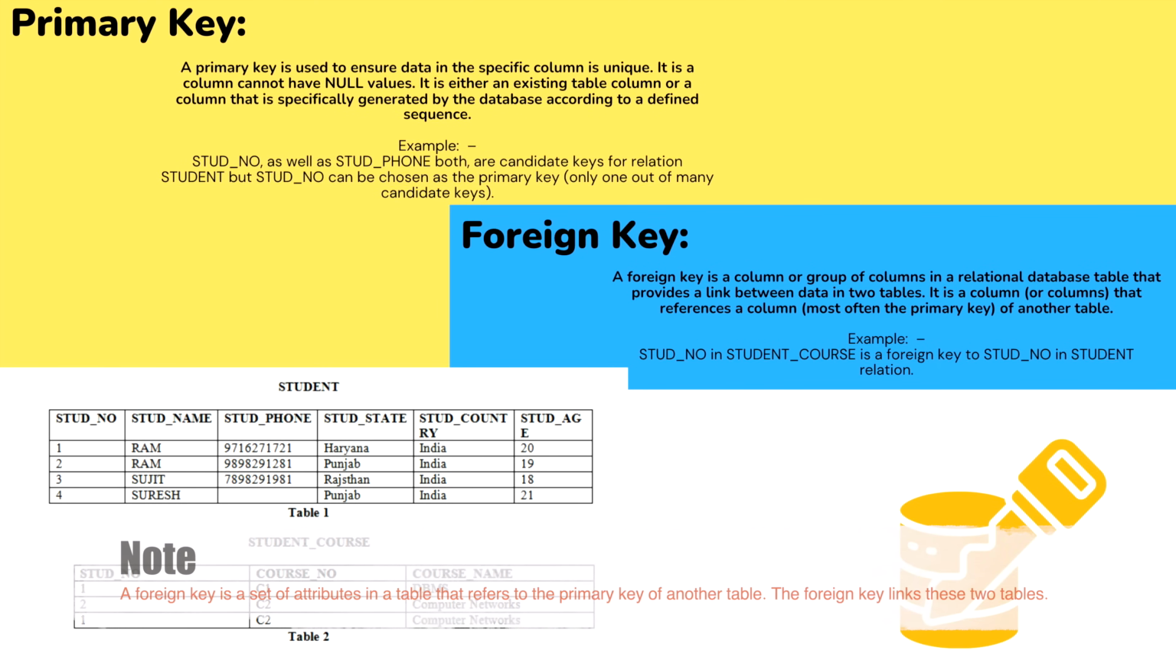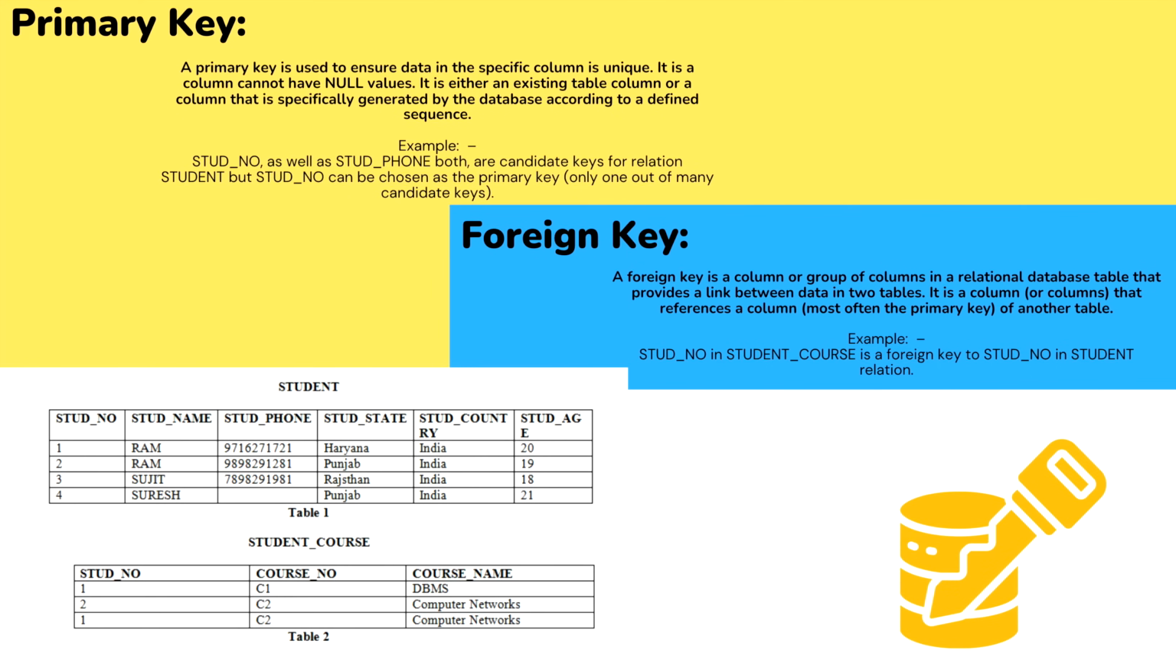Now, if we talk about the foreign key, a primary key in one table can be a foreign key for another table. A foreign key is a column or group of columns in a relational database table that provides a link between data in two tables. If you need to join two tables, there should be some link. For example, over here you can see that the student table has student number as a column and the same column is in the student course table. However, in the student course table, the same column has duplicate values, so definitely that cannot be used as a primary key. However, it can be used as a foreign key here. So that is the main difference between a primary key and a foreign key.